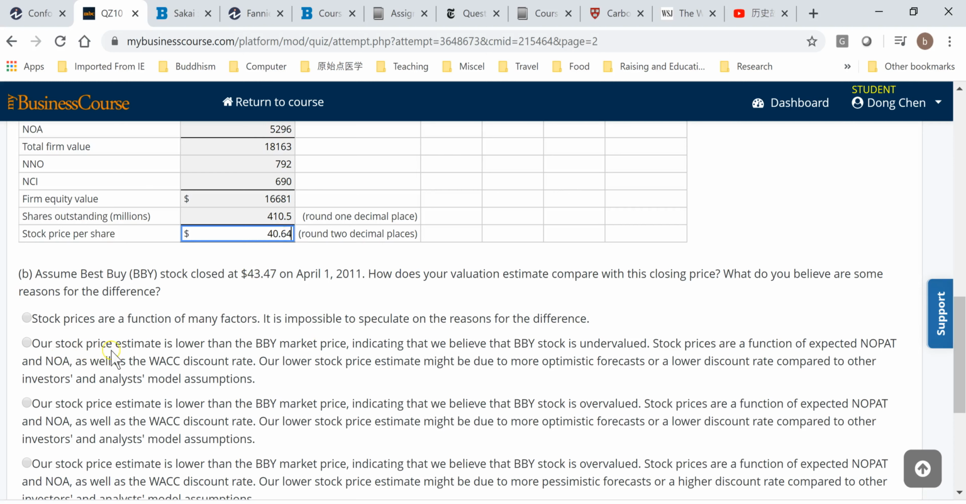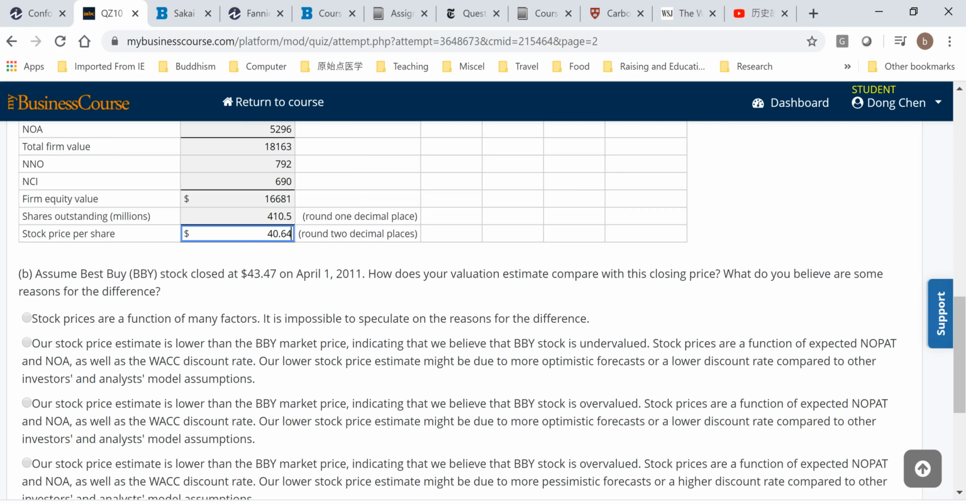So B, our stock price estimate is lower, and that's correct, indicating that we believe that BBY stock is undervalued. This is not right, because the actual price is higher than what we believe the price is. So this is actually overvalued. So that C, our stock price estimate is lower, indicating that it is overvalued. This is right. Stock prices are a function of expected NOPAT and NOA as well as the WACC discount rate.